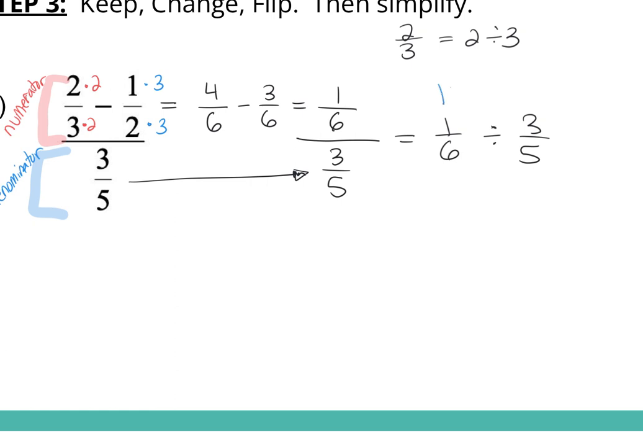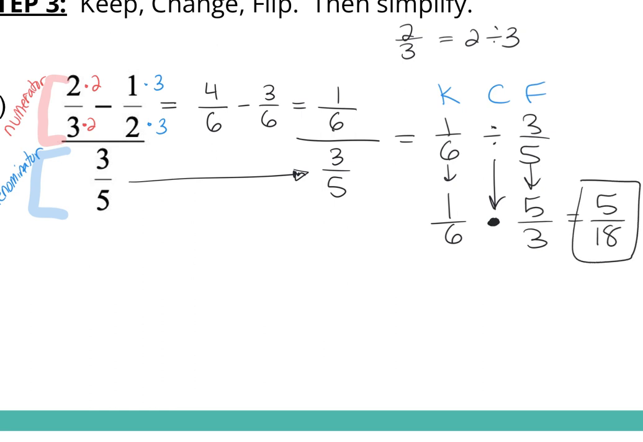Once we have that, we keep, change, and flip. So keep the first one, 1/6. Change to multiplication, and flip the last one. Once we have it as a multiplication, we can just multiply the tops, multiply the bottoms. So we have 5/18. That cannot simplify any further, so it's 5/18.